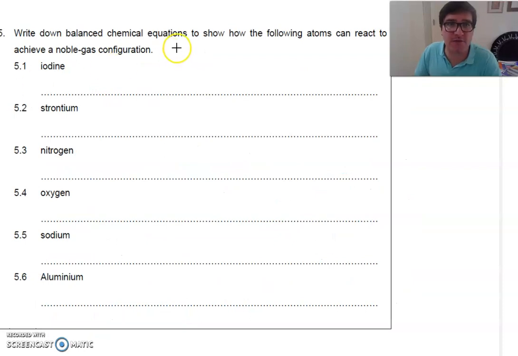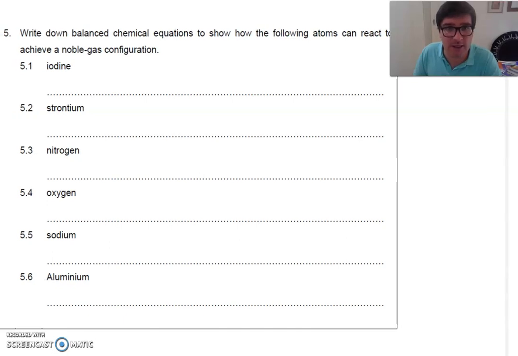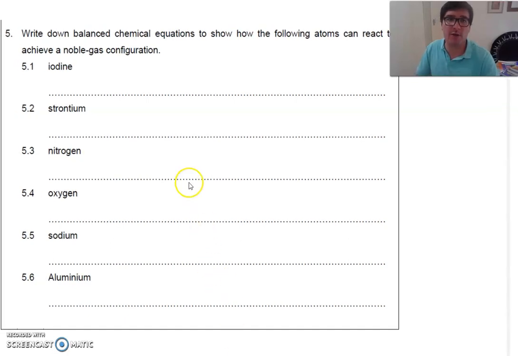If we go to question 5, it says write down balanced chemical equations to show how the following atoms can react to achieve a noble gas configuration. Now, the first one we have is iodine. I want to remind you that iodine is a diatomic element. That's how we find it, as a diatomic molecule. So we find it as I2 in nature.